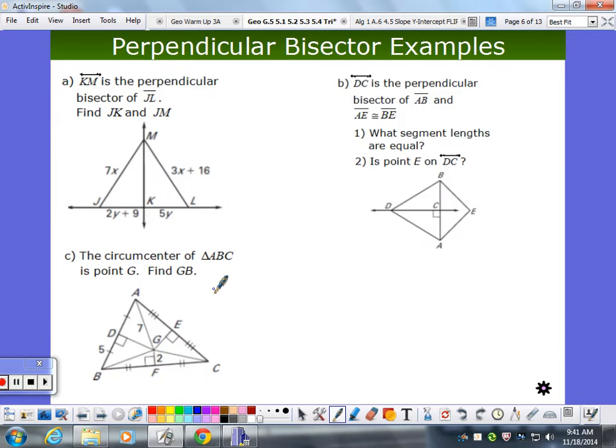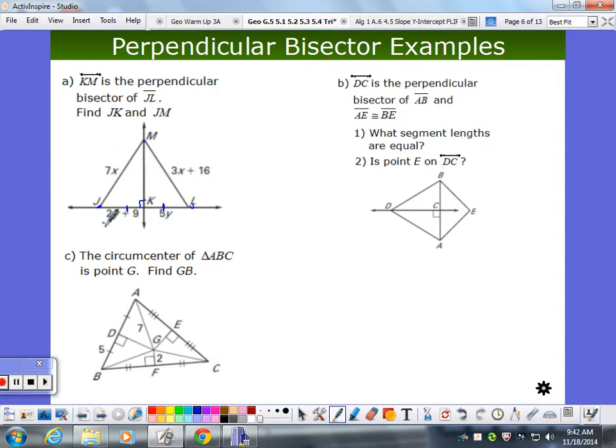All right, so looking at some examples for these, let's see. Here's KM, and it's the perpendicular bisector of JL. So for perpendicular bisector, I would draw in what that means. It means that you have a bisector, so these segments are congruent, and that this is a right angle, and it's on both sides. They want us to find JM and JK.